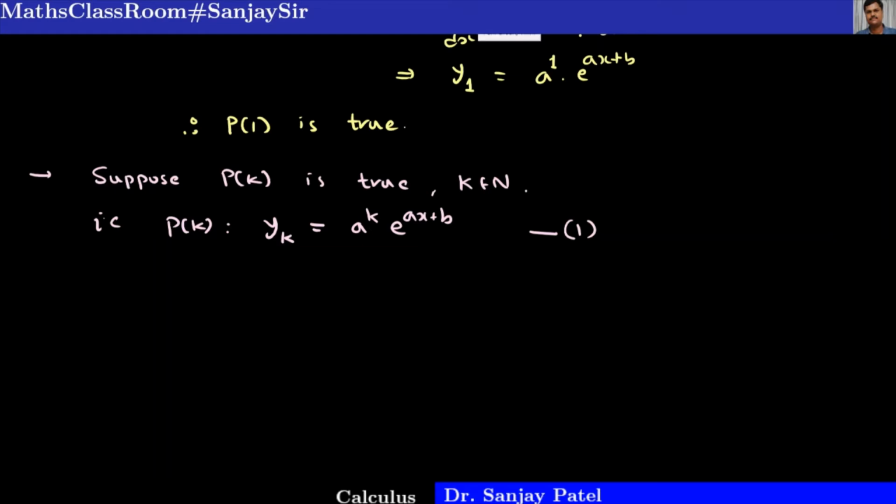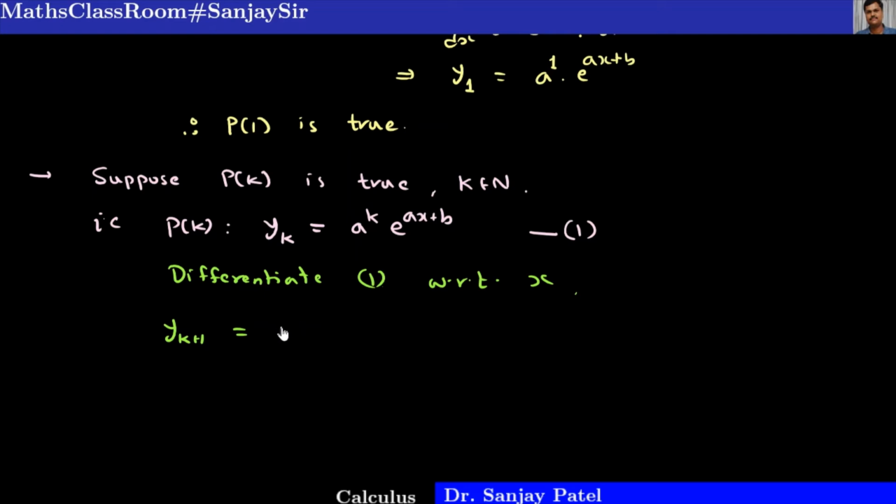Now what we do next is we differentiate result number 1 with respect to x. So what we get is yk plus 1, because if you differentiate y1, you will get y2. If you differentiate y2, you will get y3, and so on. So if you differentiate y10, you will get y11. Likewise, if you differentiate yk, where k is some fixed natural number, what you will get is yk plus 1. That is the derivative of the left hand side. We are differentiating both the sides of this result number 1. Derivative of yk is yk plus 1.